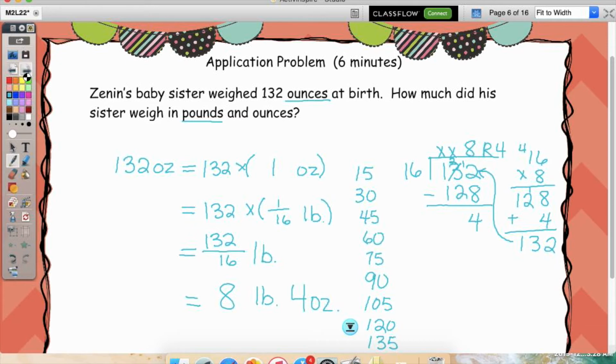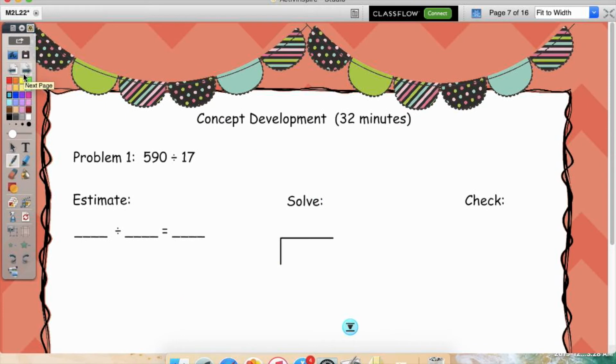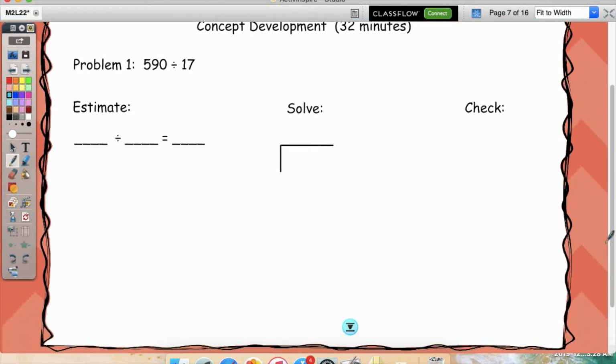Let's take a look at the lesson for today. This is where it's going to get a little more challenging. Okay? And there's going to be more guess and check. I think there's only 3 problems, or are there 4? Look at the back. Just 3. Okay. All right. So we're going to go slow because I want to make sure you understand it. First step is what? Set up the problem. Okay. Set up the problem. How do I say that problem? 590 divided by 17.